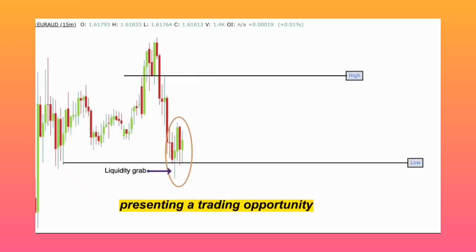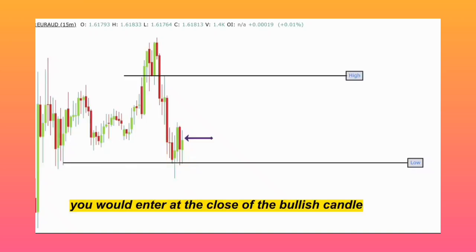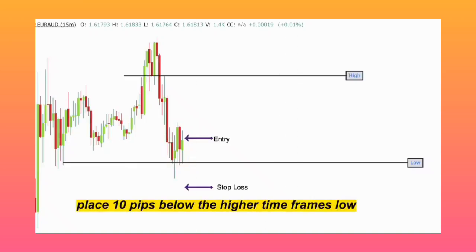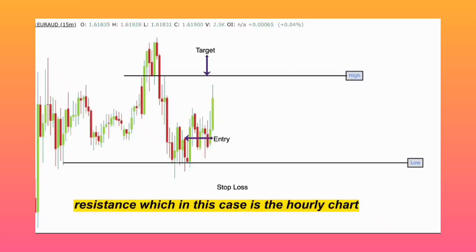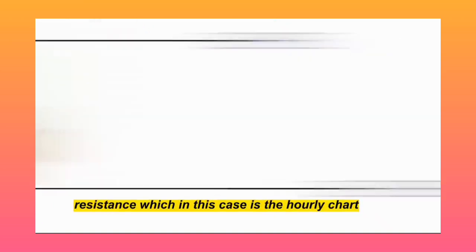a trading opportunity. You would enter at the close of the bullish candle, with your stop loss placed 10 pips below the higher time frame's low. Your target can be set at the next higher time frame's resistance, which in this case is the hourly chart.